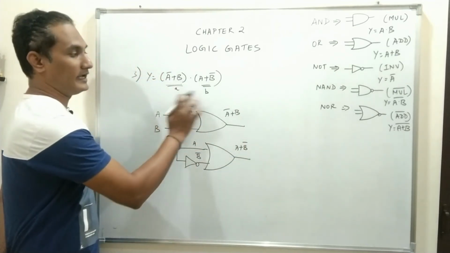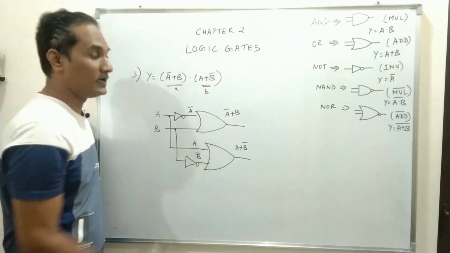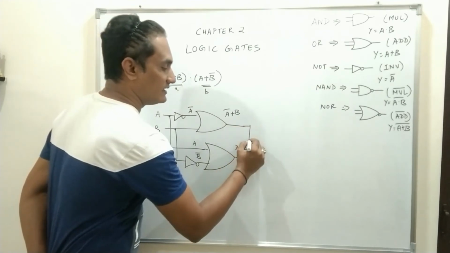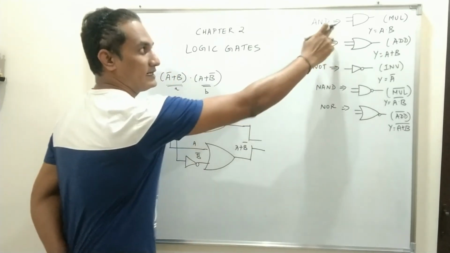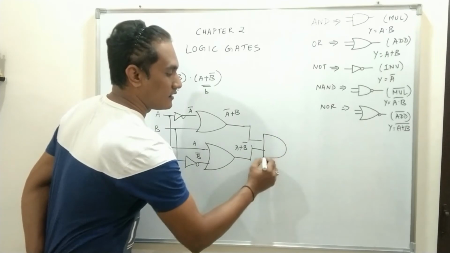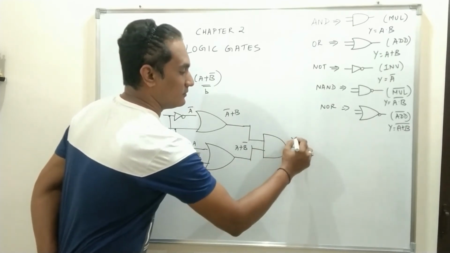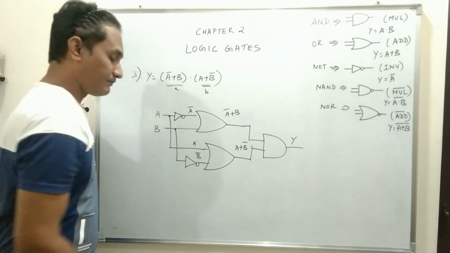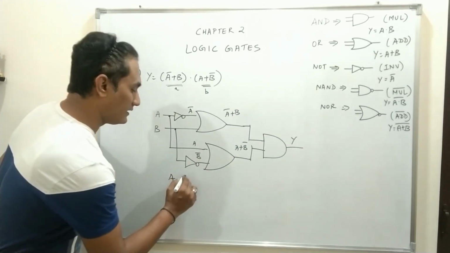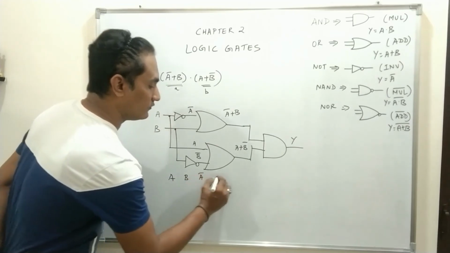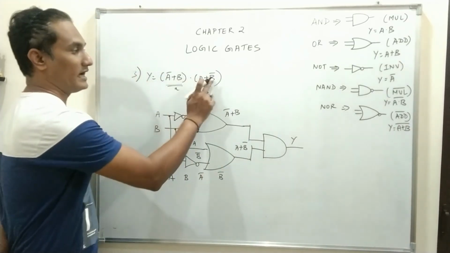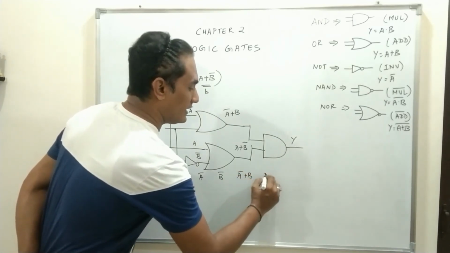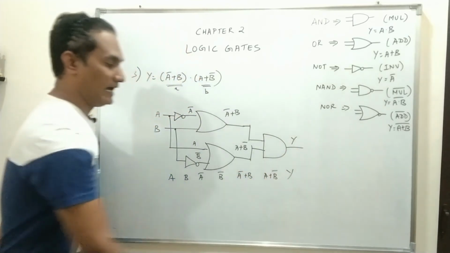So now you have got A and B, both the expressions you have already got. And how are these two connected? They are connected by dot sign. Dot sign indicates AND operation. So you connect an AND gate. So this will be your Y. And the next step is to draw the truth table. A, B, you need two variables more. You have A bar and B bar also. Then A bar plus B, A plus B bar, and Y.